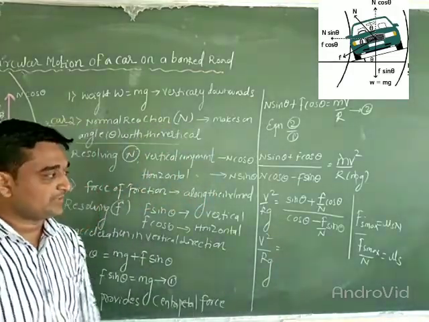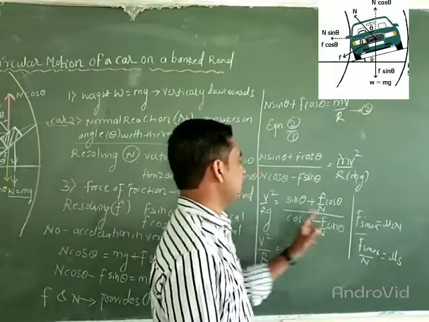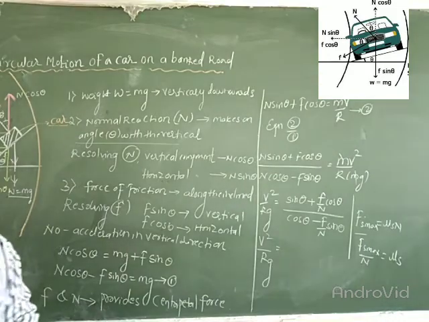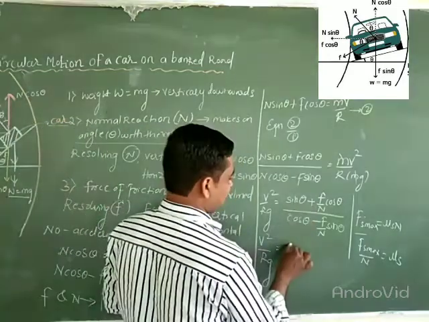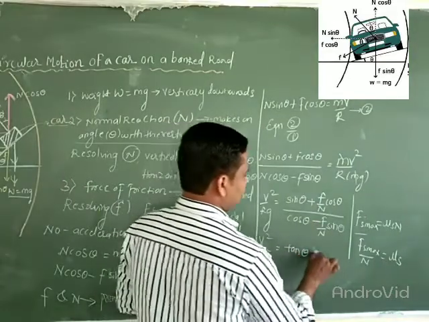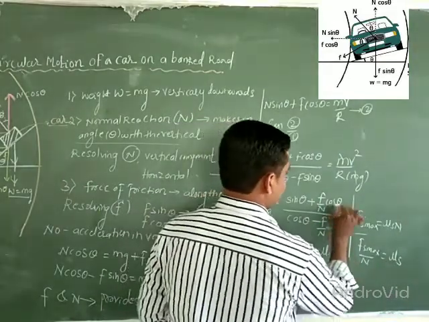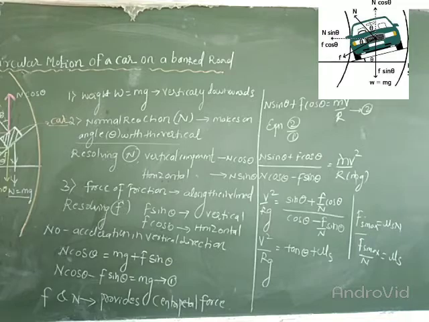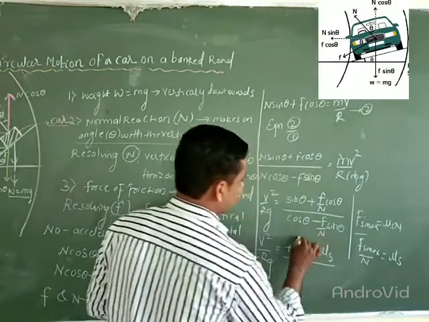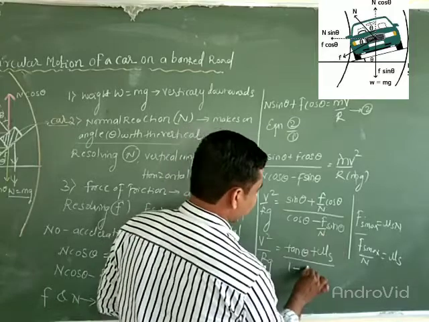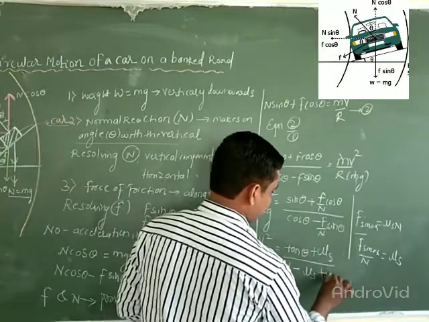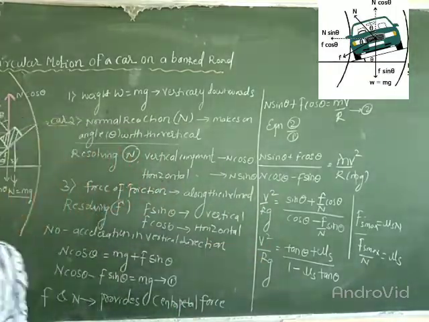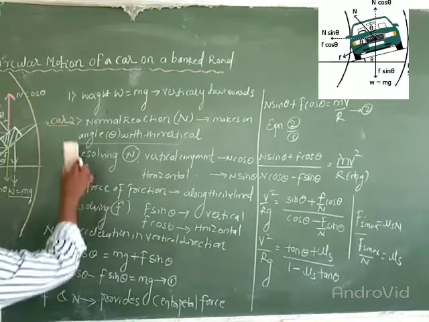And again substituting Fs max divided by N is equal to mu s, and again dividing the numerator and denominator by cos theta: sin theta divided by cos theta is tan theta, plus mu s into cos theta divided by cos theta, which is 1. So tan theta plus mu s, divided by 1 minus mu s, and sin theta divided by cos theta is tan theta. Right? Now we want the expression for v, that is the maximum safe speed of a vehicle.